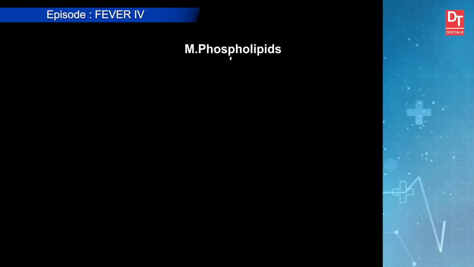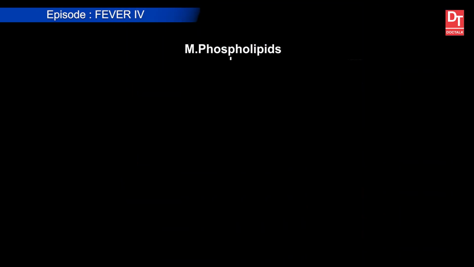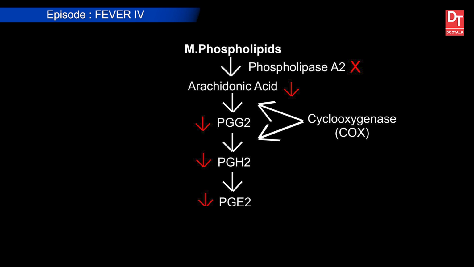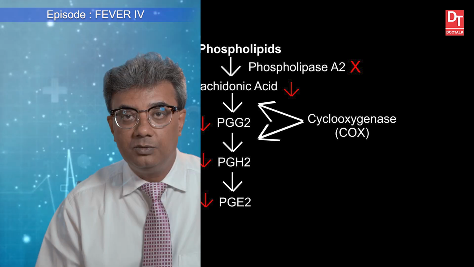Now, if we closely watch here, corticosteroid, that is glucocorticoid, it blocks phospholipase A2. So, arachidonic acid production is getting less, ultimately PGE2 synthesis will be less, automatically patient's temperature will come down. Glucocorticoid also acts in a different way.